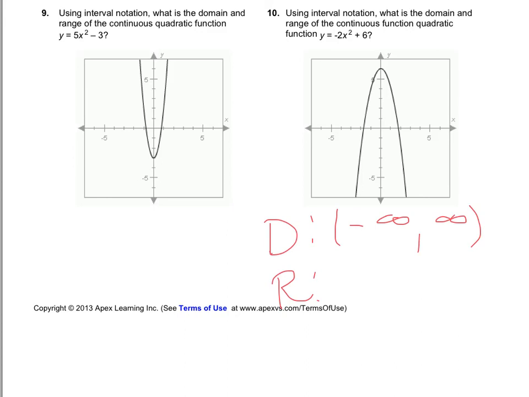So since this opens down, that means it has a top. This top is here at positive 6. So that means my graph starts at -infinity and goes all the way to positive 6. And it's going to have a bracket at positive 6 because it actually touches 6.